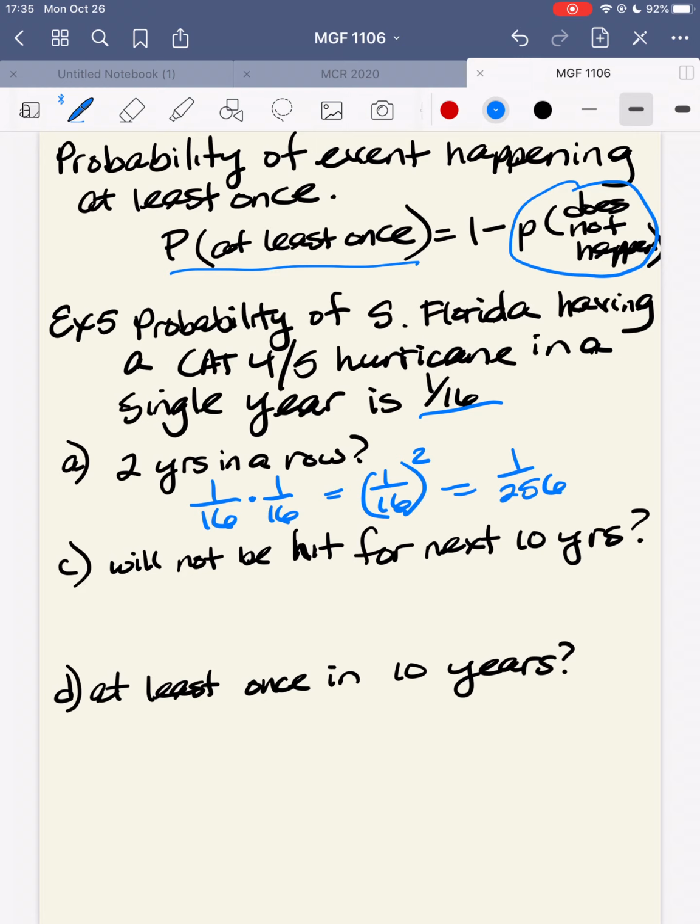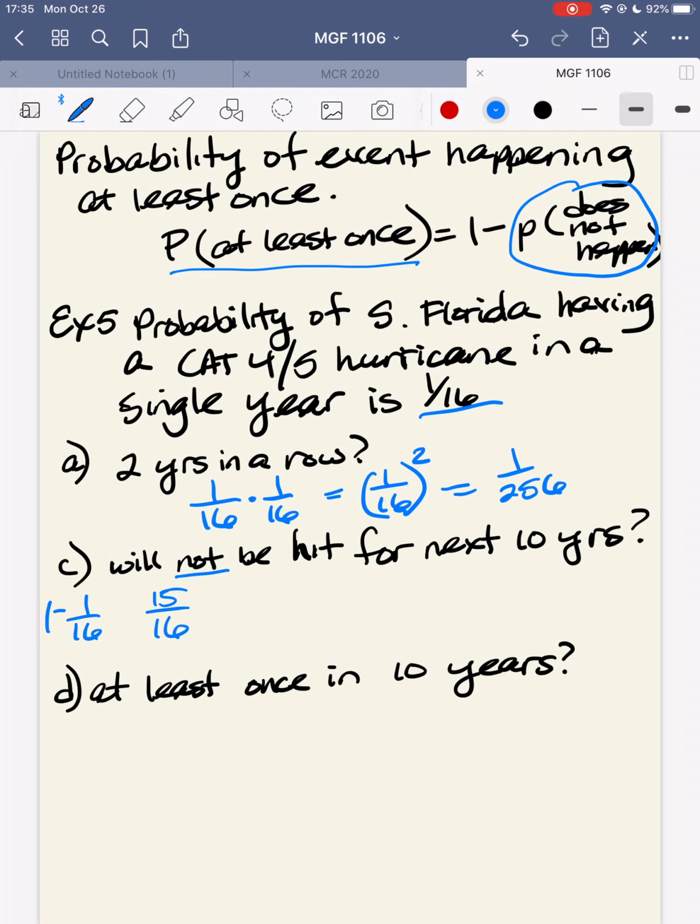Okay, so the probability of it happening in 1 year at least once is 1 over 16. If it's 2 years in a row, we multiply it together. It works just like the event before, where we have independent events, right? So now we're going to look at what will happen if we will not be hit for the next 10 years. Okay, so the probability of getting hit by a hurricane in a year is given to us as 1 over 16. The probability of not getting hit will be 1 minus 1 over 16, which is 15 over 16.